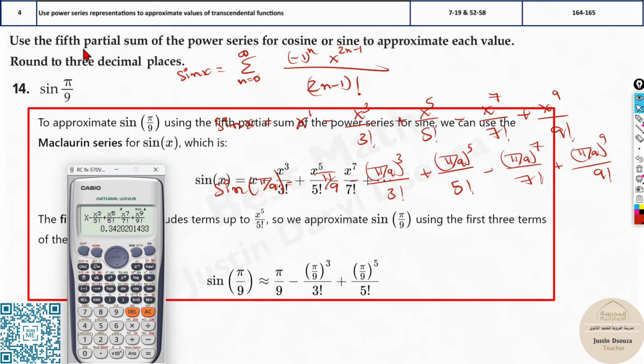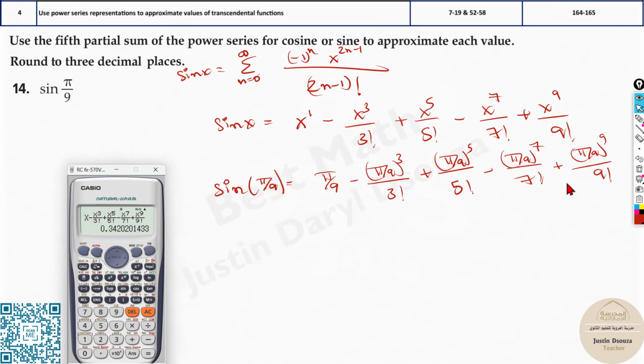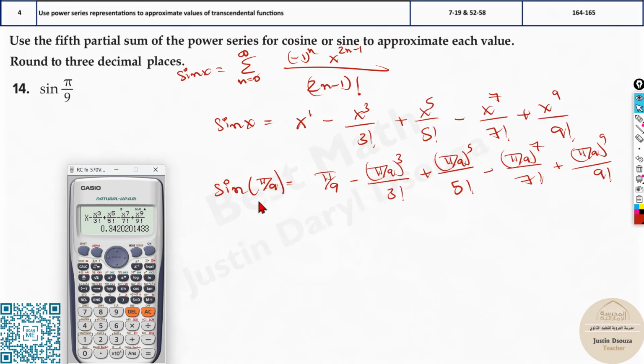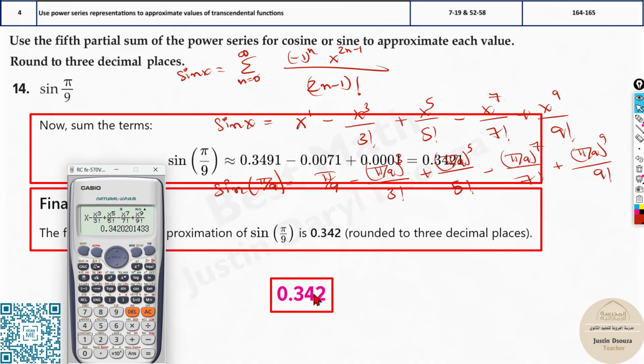They have asked for the fifth partial sum. That means you need to have five terms at least. See, like this, five terms, which I've done over here. But anyway, you'll get approximately the correct answer itself. Even for 3, the answer is the same. But actually, you must do this because you have to write all the 5 terms, then put them in the calculator, and your answer is 0.342.